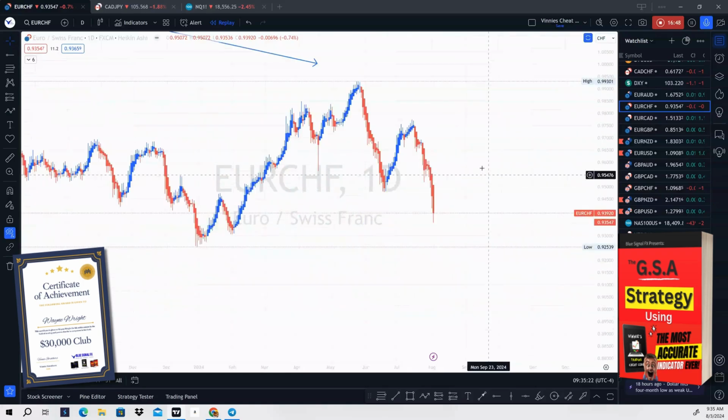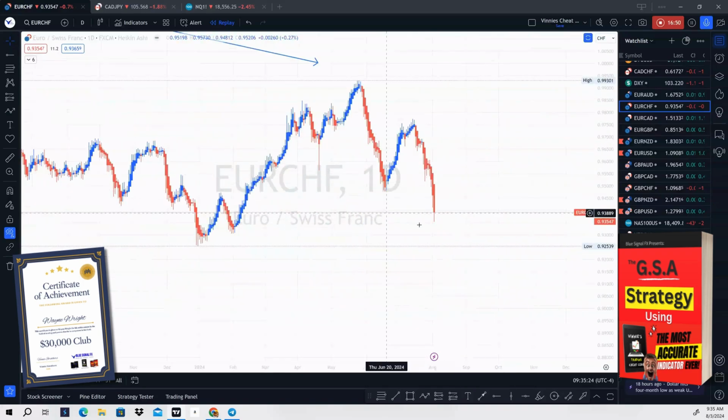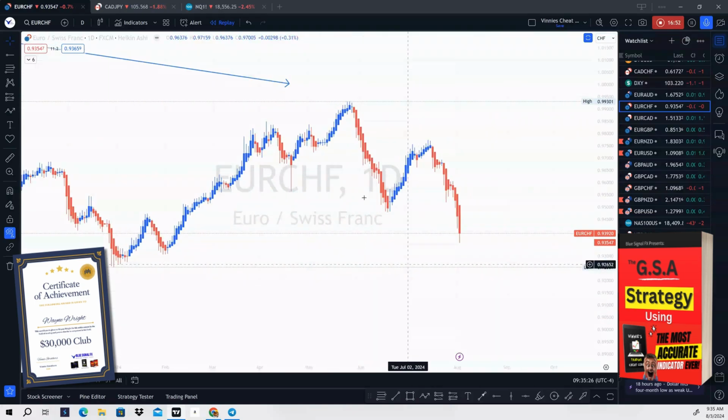Current trend is obviously bearish. All right. So next thing I want to do is, since the overall trend is bearish, I'm looking for the most recent break of structure. The most recent break of structure that we have is right here.